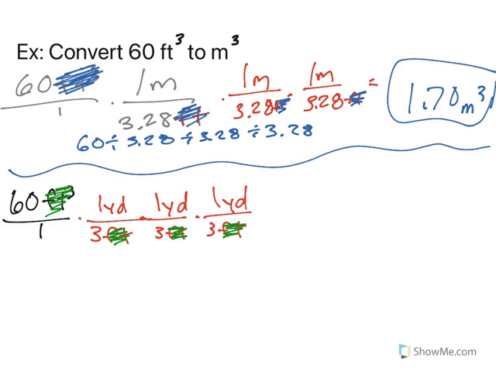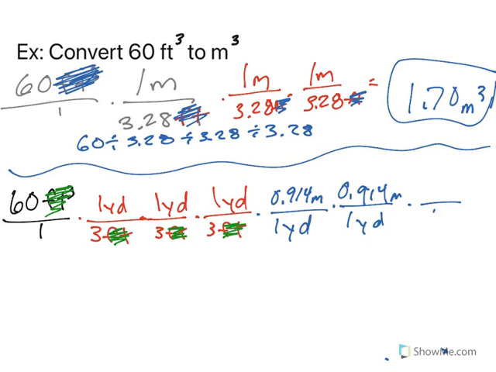Well, remember, I want to be in meters. So now I'm going to take 1 yard is 0.914 meters. Ooh, what's wrong? My pen died. 1 yard is 0.914 meters. Okay, so the 3 yards in the denominator cancel out with the 3 yards in the numerator, and now I'm in cubic meters.